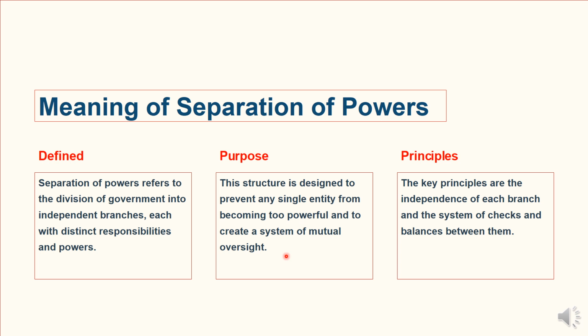So, it prevents any one branch or individual from holding too much power. The purpose is to encourage checks and balances among these three branches, and it helps protect individual rights and freedoms. So, the key principles are the independence of each branch and the system of checks and balances between them.